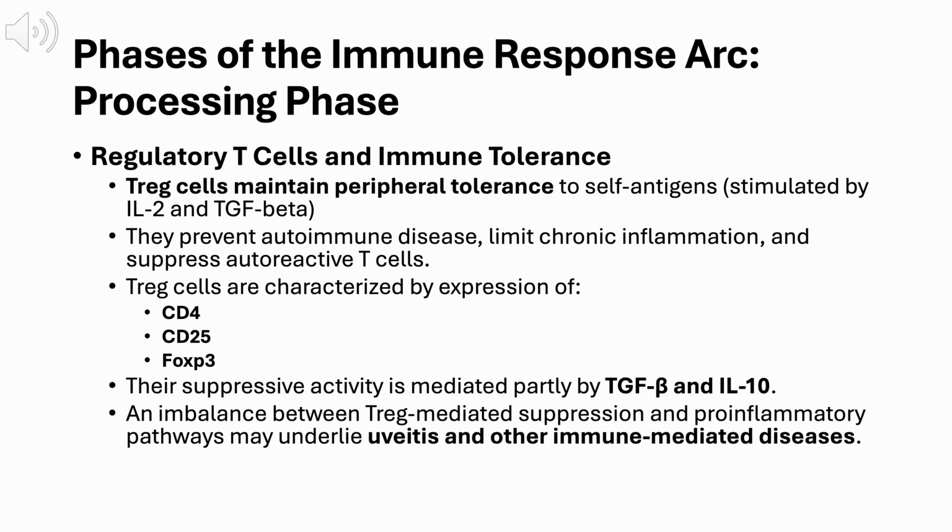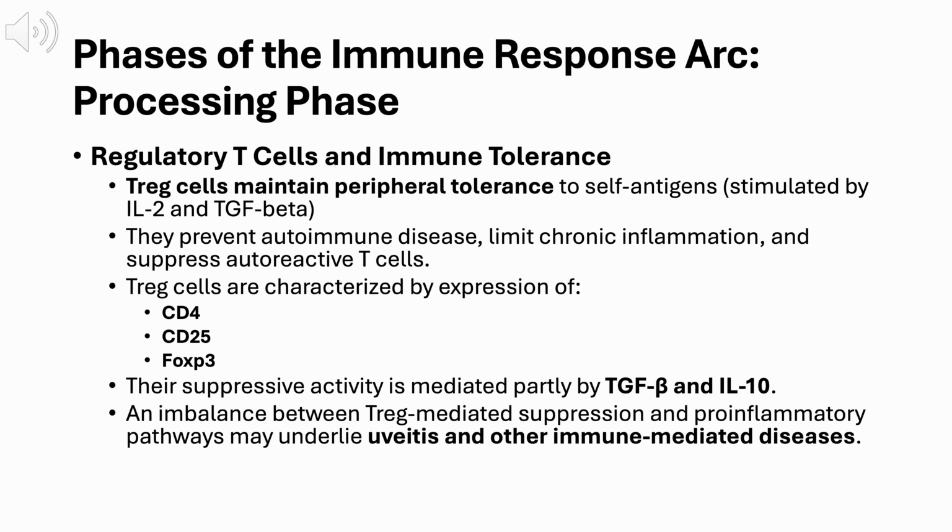The 4th fate is the peacekeeper, the regulatory T cell, or Treg. Where the other subsets drive inflammation, Tregs restrain it. They're stimulated by IL-2 and TGF-beta, and their job is maintaining peripheral tolerance to self-antigens. In practice, that means preventing autoimmune disease, limiting chronic inflammation, and actively suppressing autoreactive T cells that escaped earlier checkpoints. You can identify them by their marker profile, CD4, CD25, and the master transcription factor, FOXP3. Their suppressive muscle comes partly from the cytokines TGF-beta and IL-10.